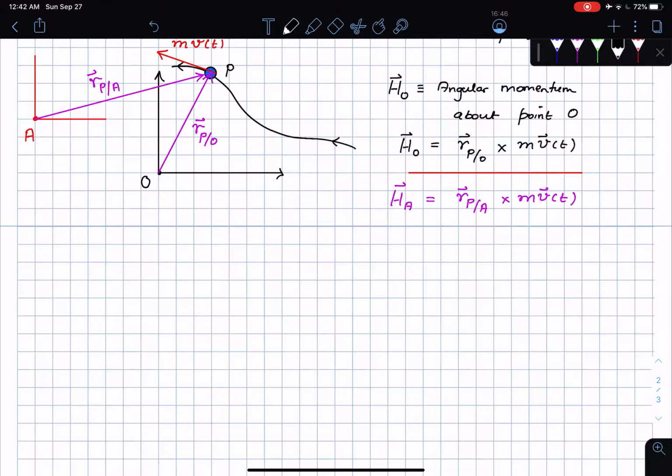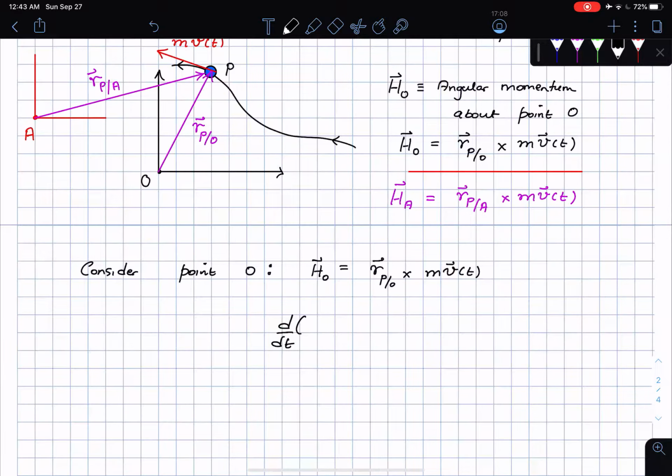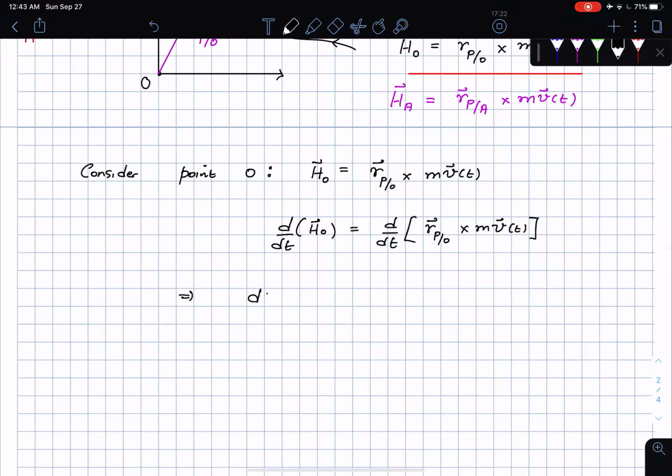Alright, so what am I going to do with this one? Consider point O, and I know that the angular momentum is r P/O cross m v of t. All of these are vectors. I'm going to differentiate both sides. So d by dt of h naught is d by dt of this cross product, r P/O cross m v of t. I do the cross product for each one of these terms. This is going to be r dot P/O crossed with m v, and then r P/O crossed with m v dot, which is m times v dot of t.